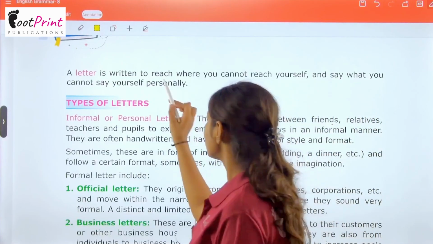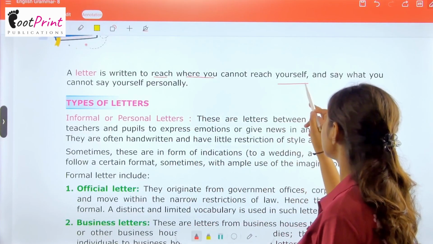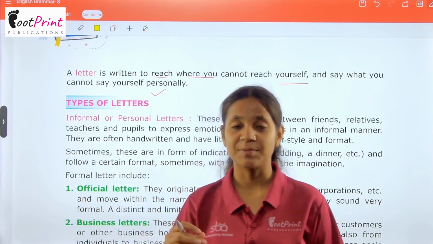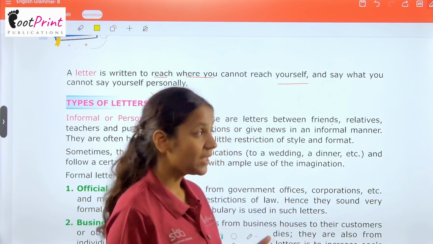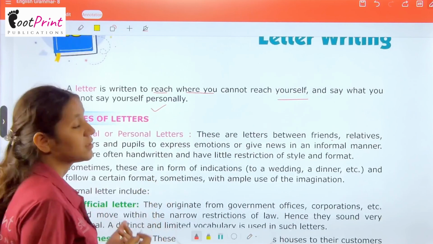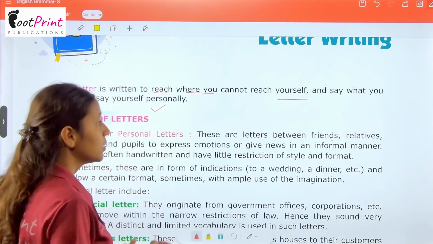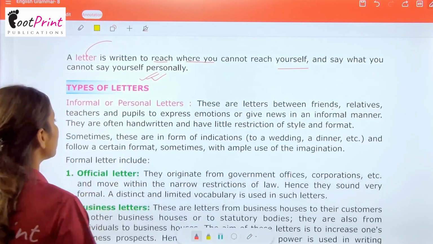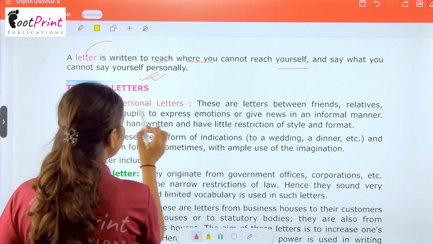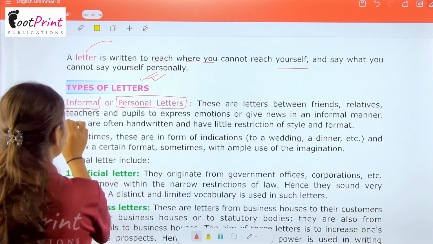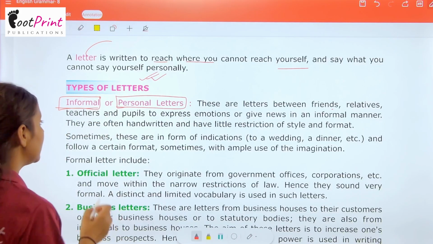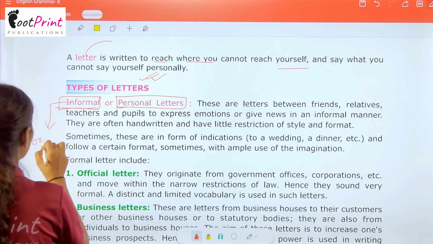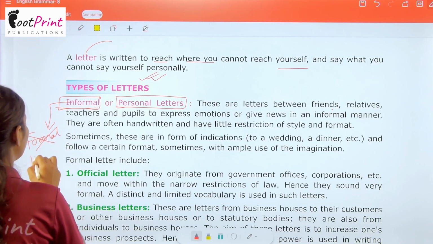A letter is written to reach where you cannot reach yourself and say what you cannot say personally. So a letter is basically a paper, a document in which we write the things that we cannot send personally. Now, types of letter: informal or personal letters. As the title says, informal is the thing which is not formal, that means not talking about professionals.